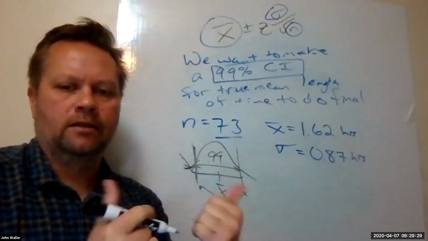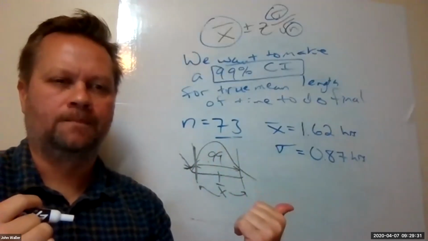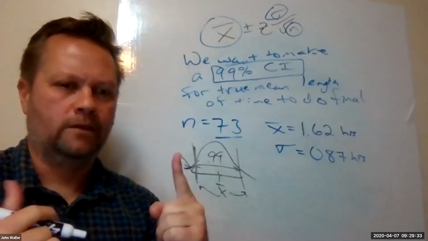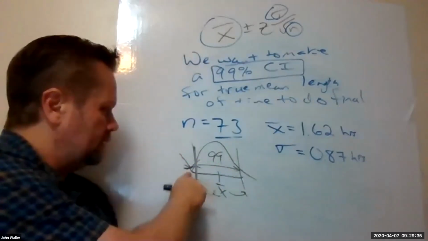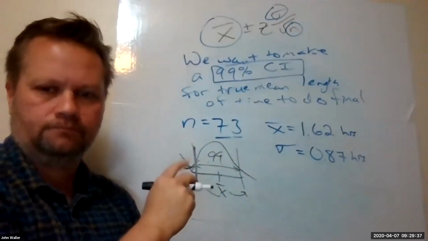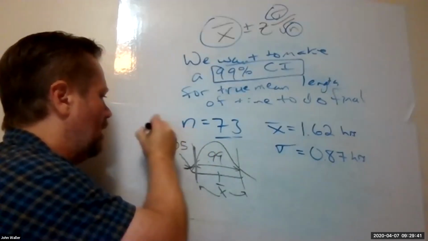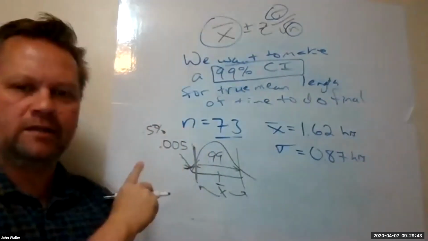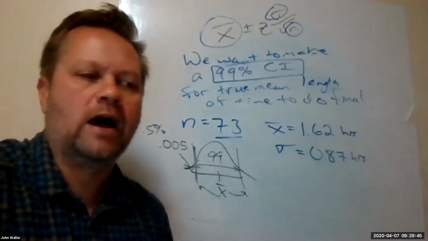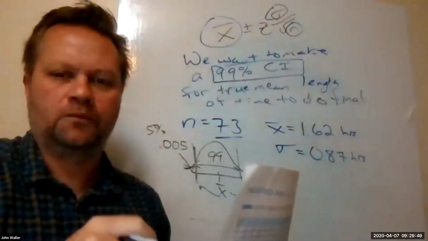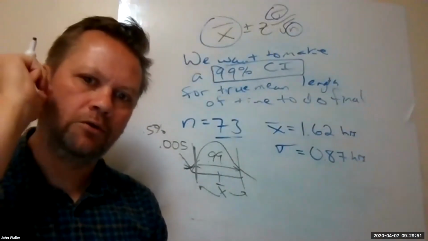99% inside. What percentage is outside? 1%. So what percentage is on this side? 0.5%, which is 0.005. Be really careful, right? 0.5% is 0.005. Can you guys look that up for me and see what z-score you get?